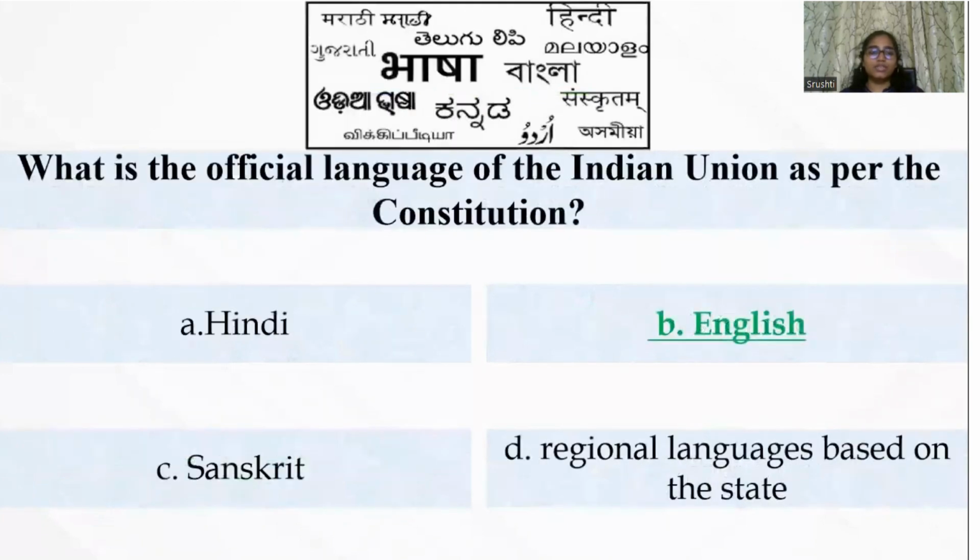The second question is, what is the official language of Indian Union as per the Constitution? Option A, Hindi, option B, English, option C, Sanskrit, and option D, regional languages based on the state. The correct option is option B, English.